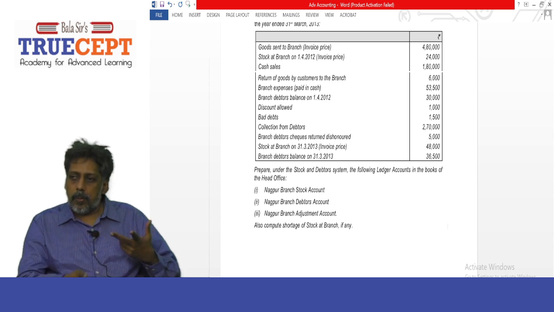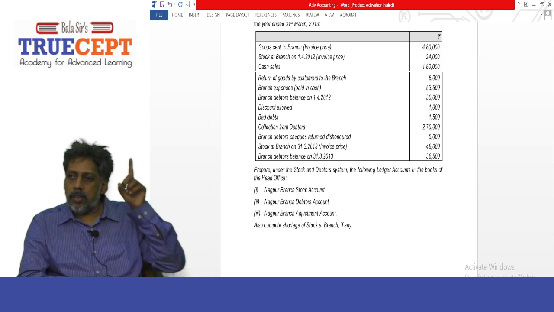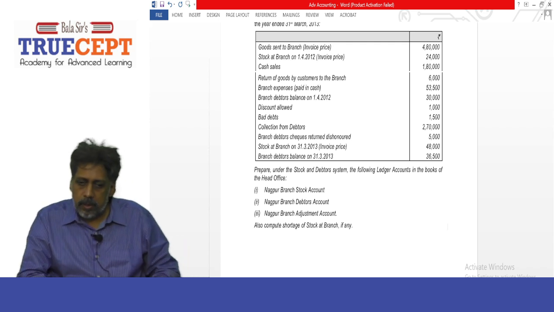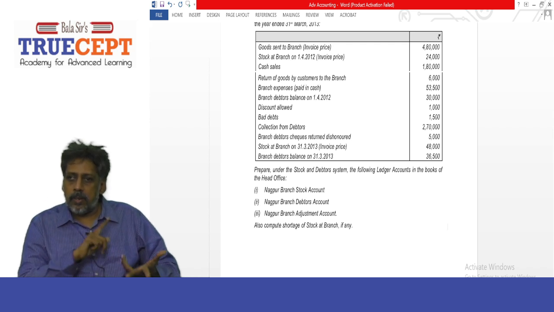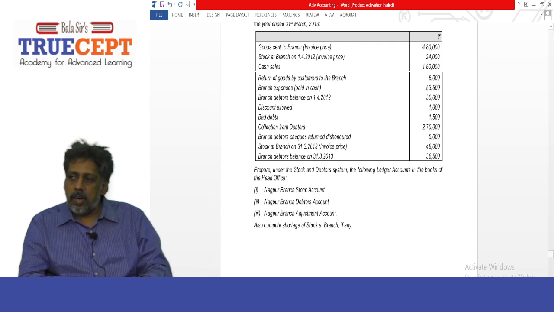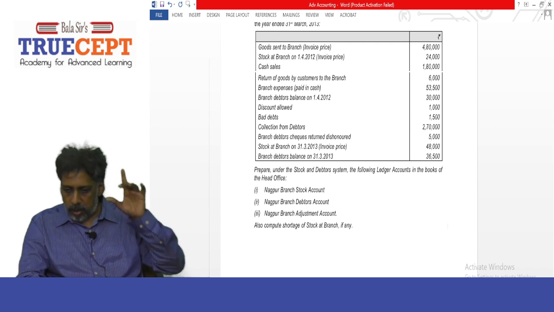So you have been asked to prepare the branch stock account, branch debtors account, and the branch adjustment account. And we also have to make a branch P&L to find the net profit for the period, right? Of course you can add the word Nagpur. Nagpur, Kanpur, whatever pur, Singapore, doesn't matter. We shall prepare even the branch profit and loss to ascertain the net profit made by the branch. Shall we? So here we go.